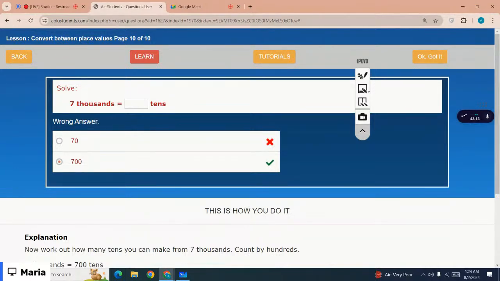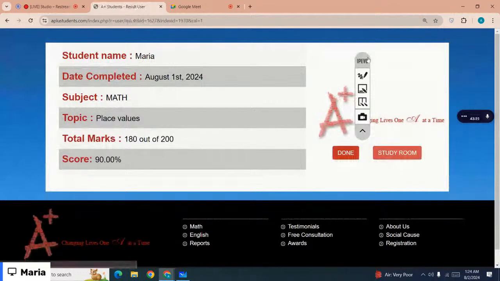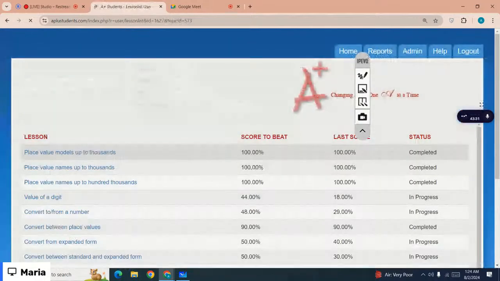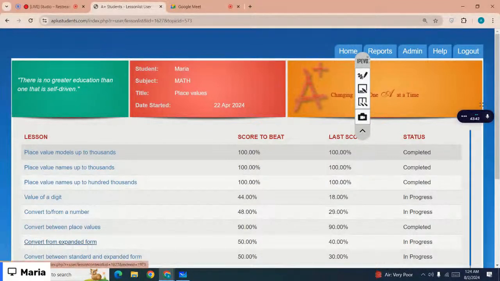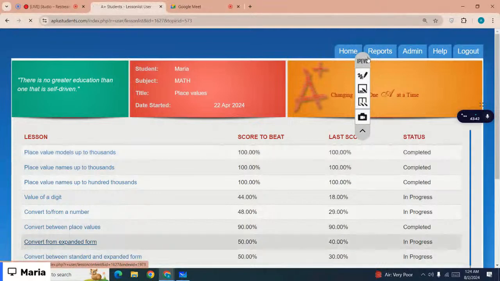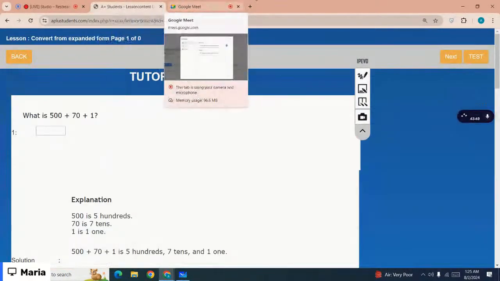Okay, the next lesson is convert from expanded form. Let's just start with the lesson.